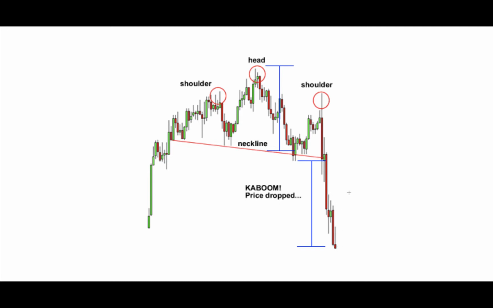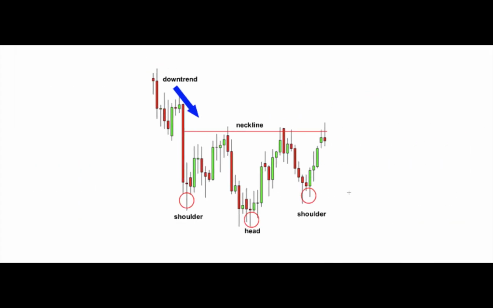So now there's an opposite of this. There's an inverse head and shoulder. Well, the only difference between an inverse head and shoulder and a head and shoulder is an inverse head and shoulder is only found on a downtrend, not an uptrend. The same rules apply, but you're going to be longing here instead of shorting, and I will show you an example.